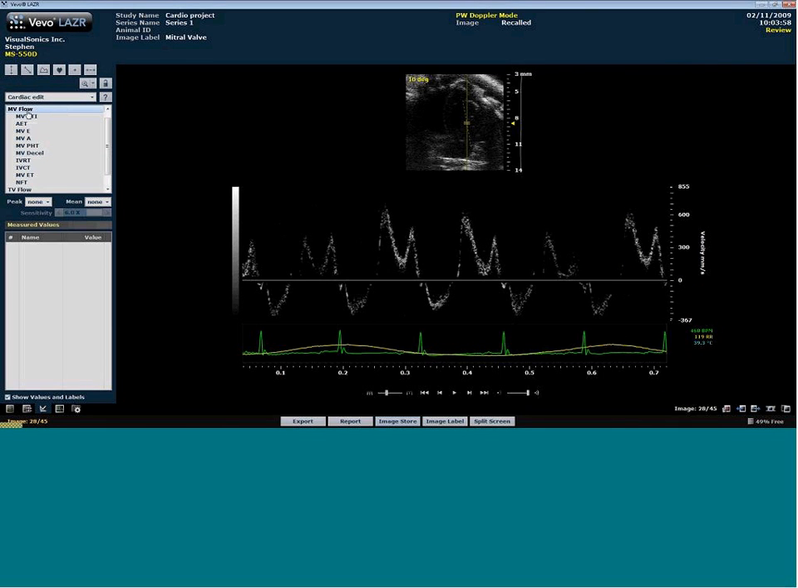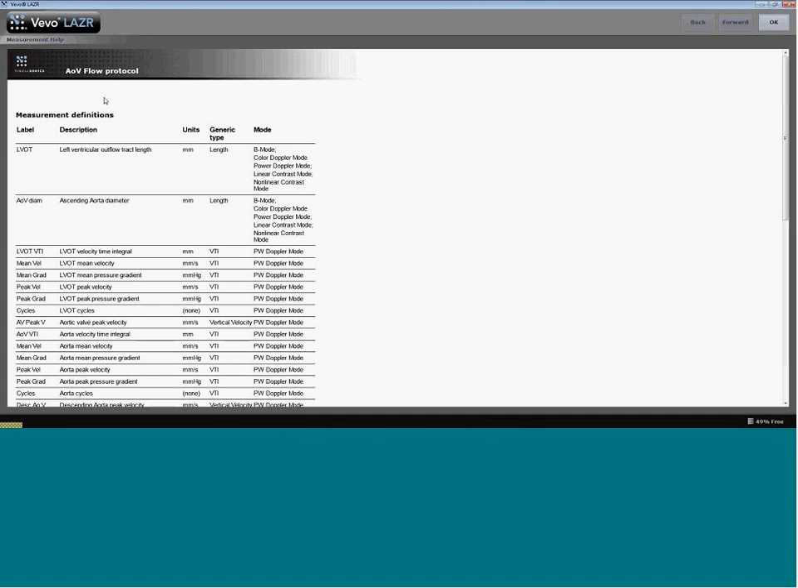What to point out, though, that's really handy for when you're imaging, is pull up any measurement package and any protocol from the measurement package and go to the help button here.